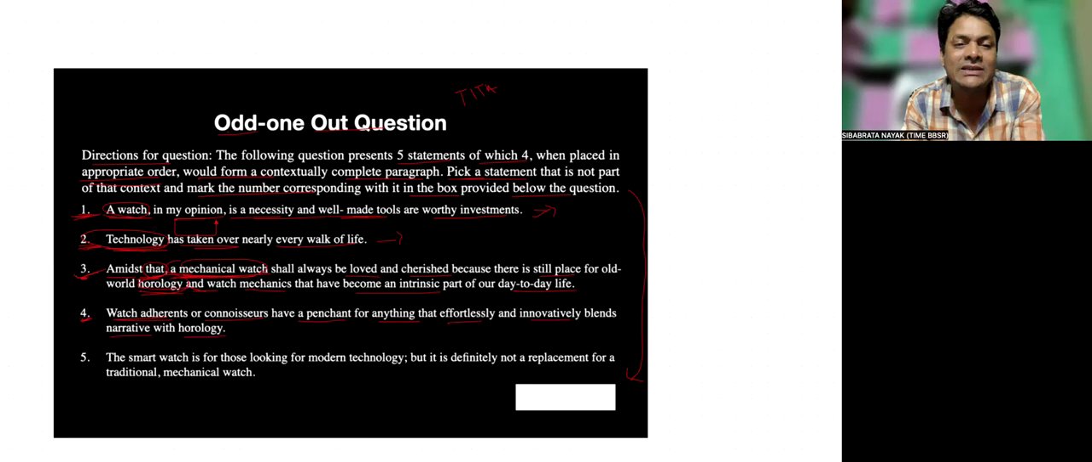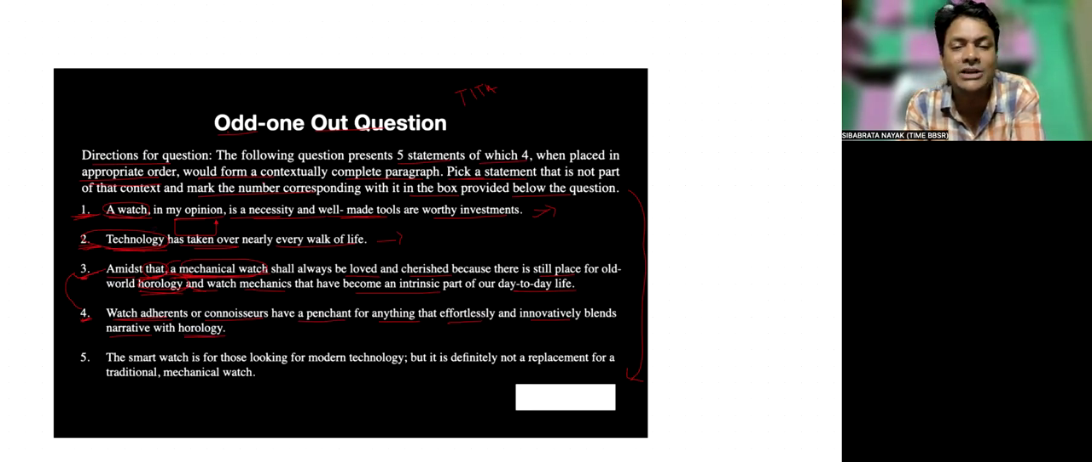So in that case, if you observe, statement 3 and statement 4 are both connected to each other. Both are stating how the mechanical watch keeps its reputation still today, and people strongly like it because of what? Because of its blend of storytelling and time information, isn't it? So now look at the fifth one.